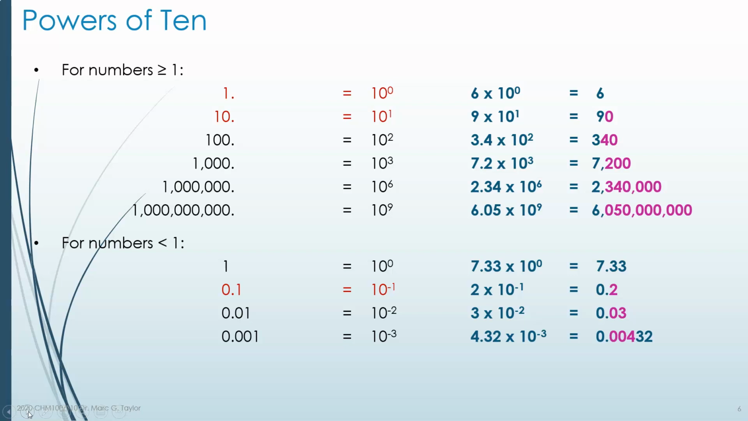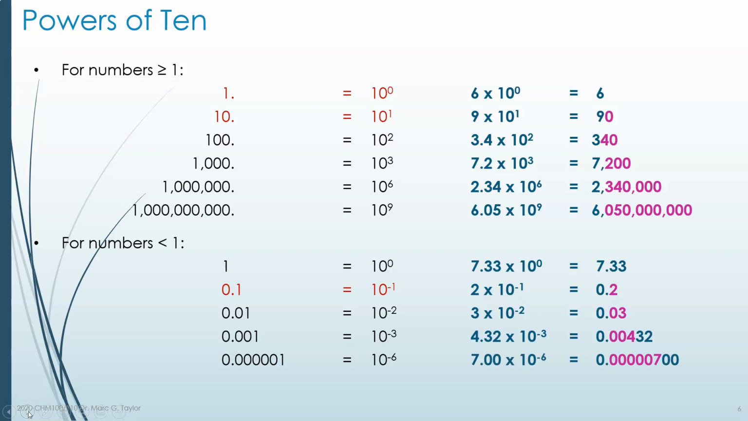So 4.32 times 10 to the minus 3 is 0.00432. So find where the 4 goes. That will be the third decimal place, and then just follow it with the remaining digits, 32. 10 to the minus 6 is a millionth.